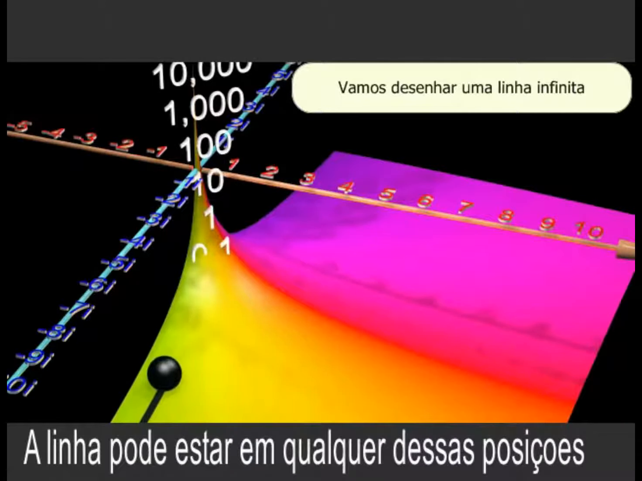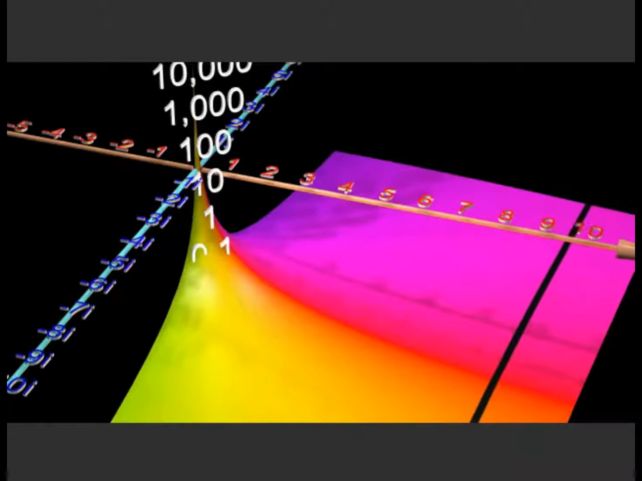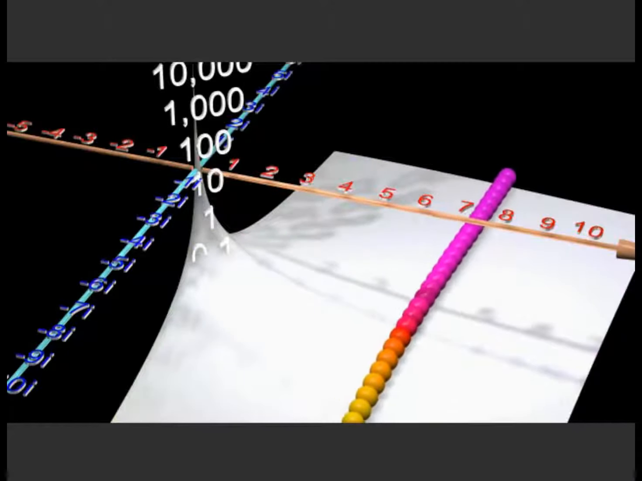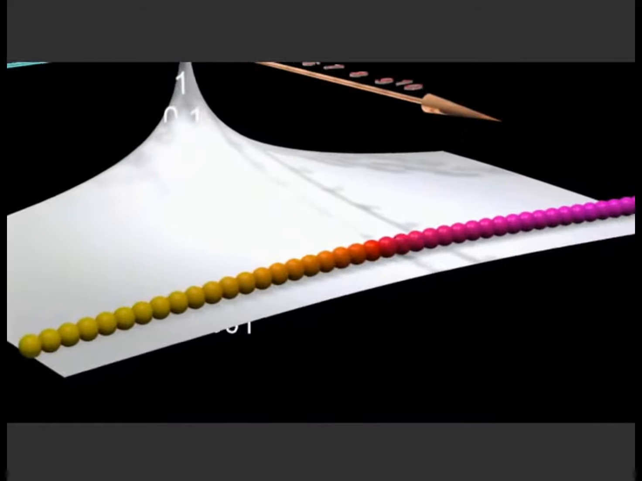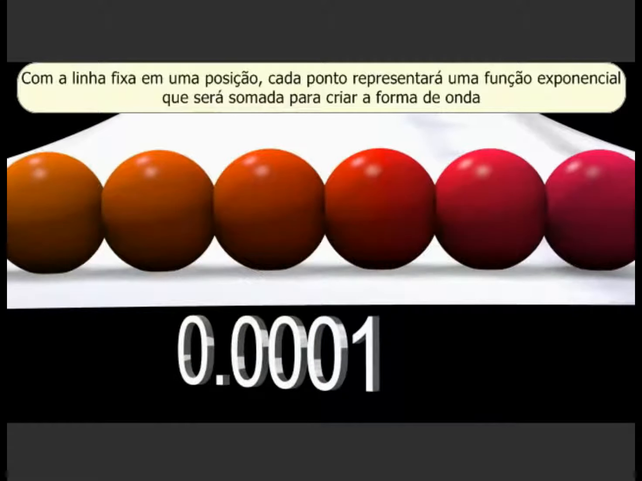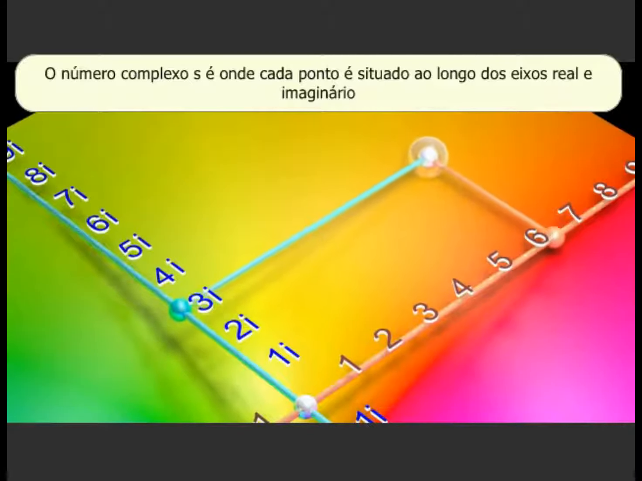Let's draw an infinite line as shown. The line can be at any one of these locations. With the line fixed at one location, each of these points represents one of the exponential functions that we're going to add together to create our waveform. The complex number s is where each point is located along the real and imaginary axes.